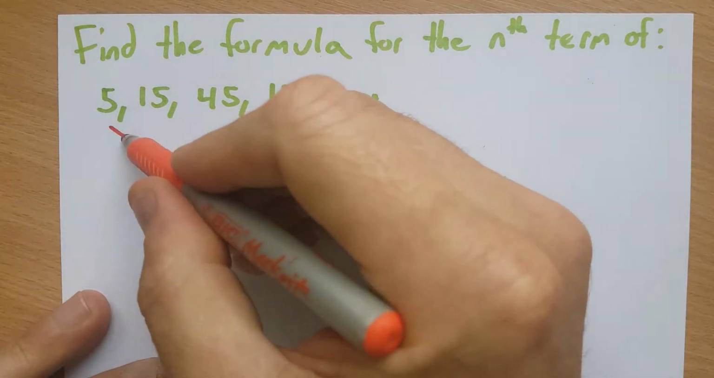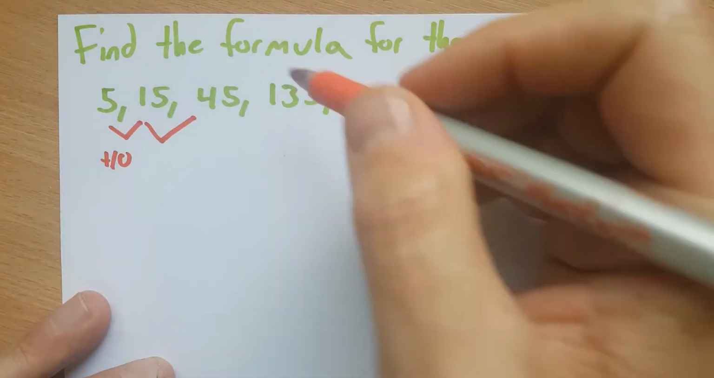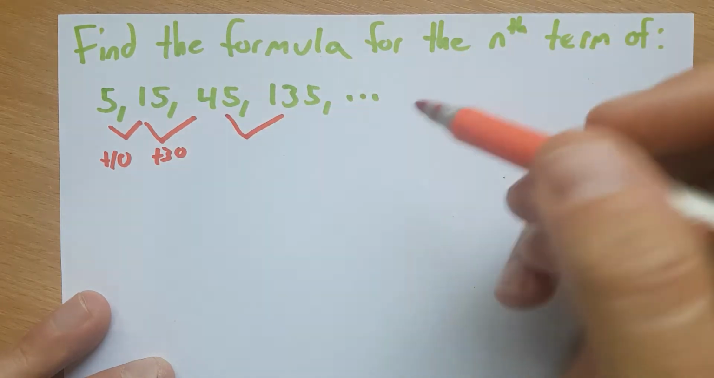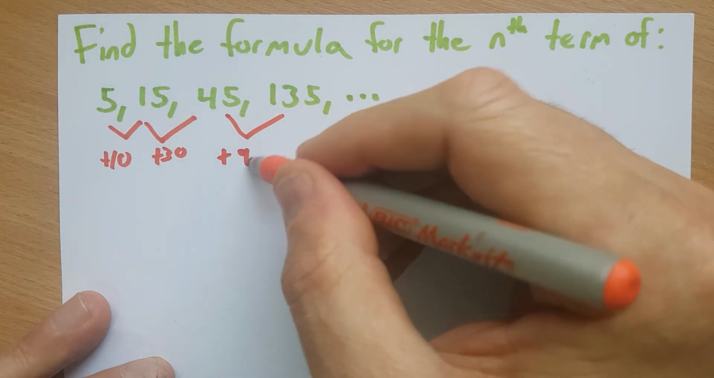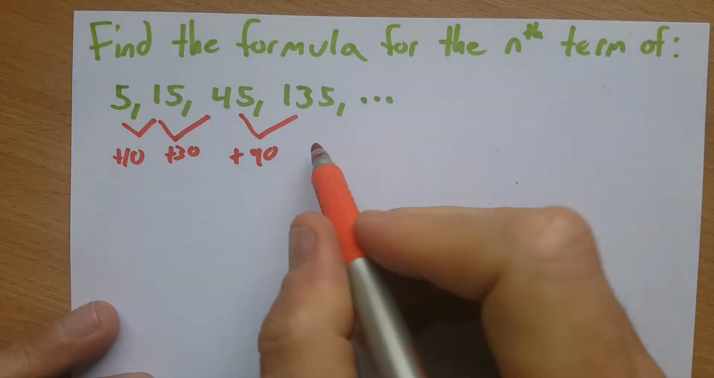And that would be to just find the first difference. So this one's adding 10, and then this one's adding 30, and then it would be adding 90. Okay, so clearly it's not linear because the first difference is not constant.